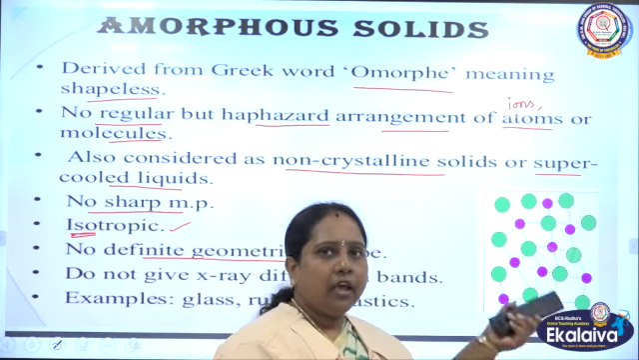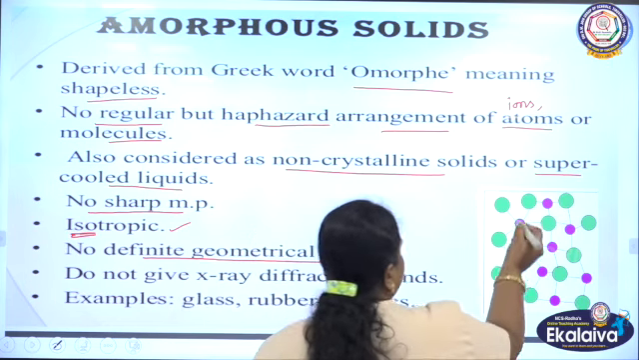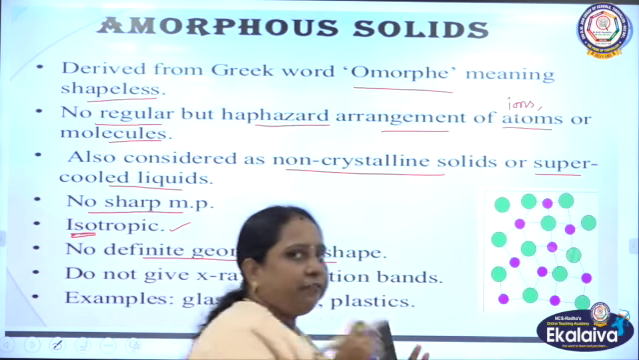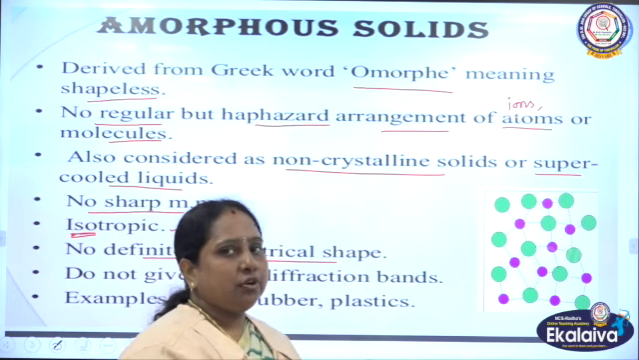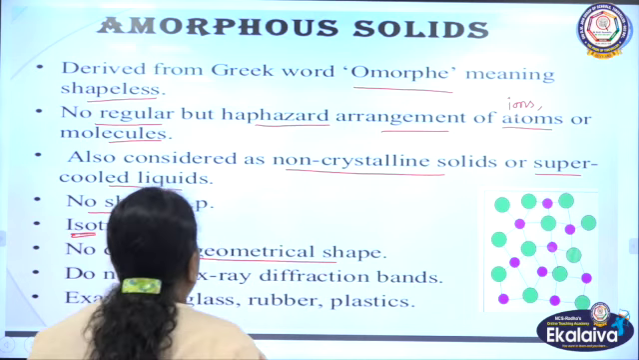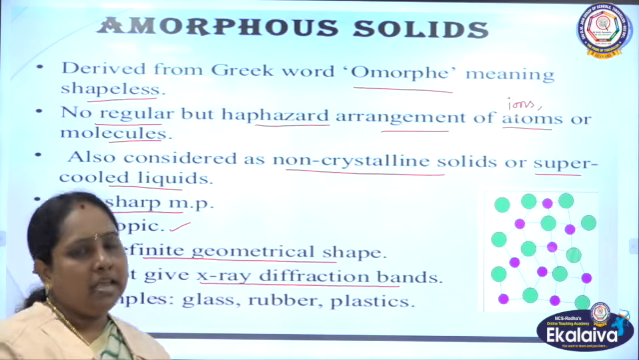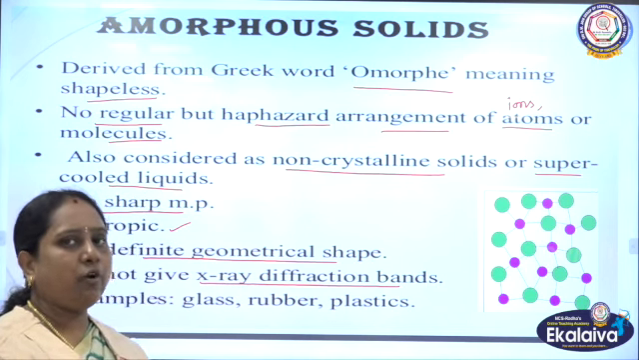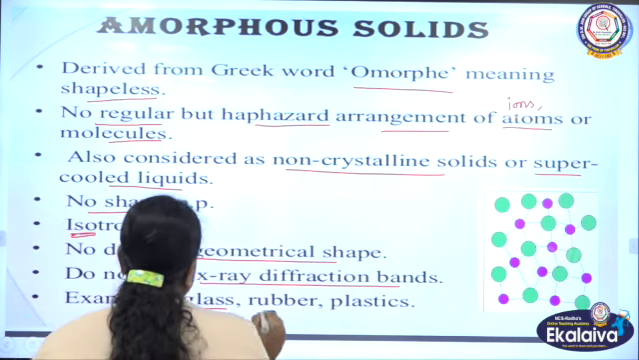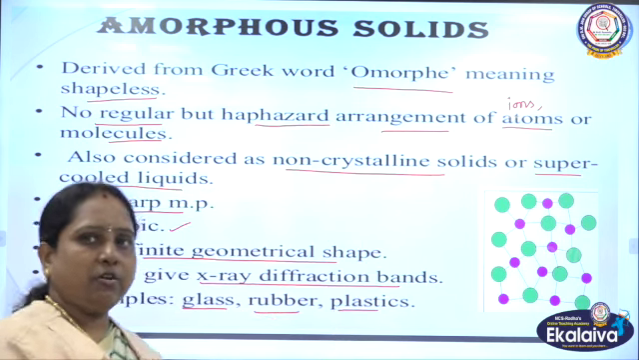If you look at this structure, you will be able to understand how the particles of amorphous solids are arranged. See here, there is no regularity, and if you check the bond links, the atoms are free somewhere, isn't it? This shows the irregular pattern of arrangement in amorphous solids. And they do not give X-ray diffraction bands. Bands will not be produced by these amorphous solids, as they are soft in nature, and they are also opaque. Examples we can take are glass, rubber, plastic. These are all examples of amorphous solids.